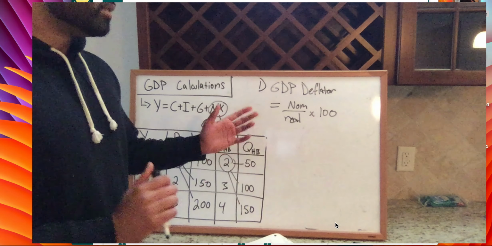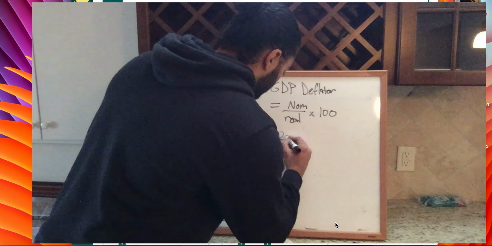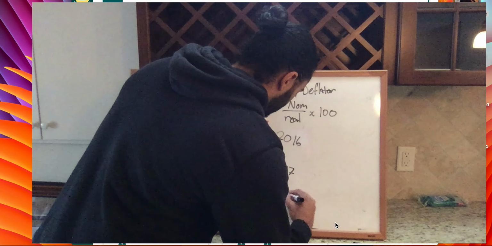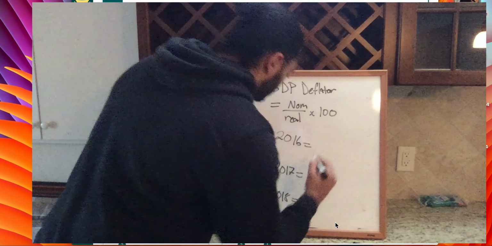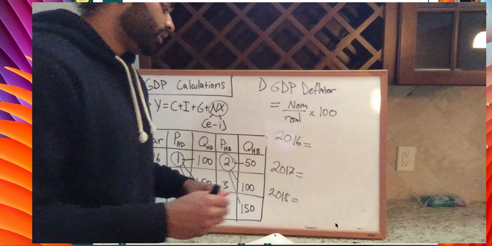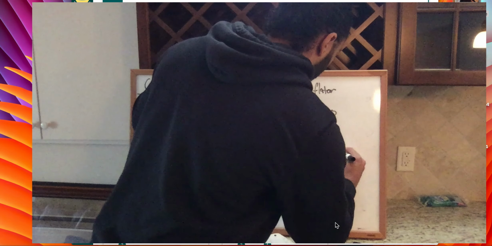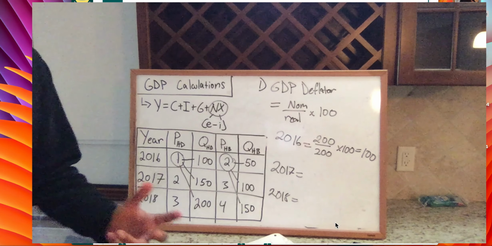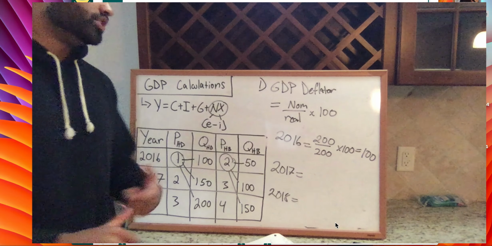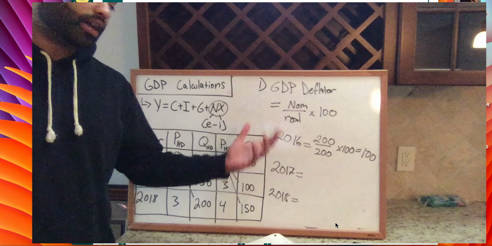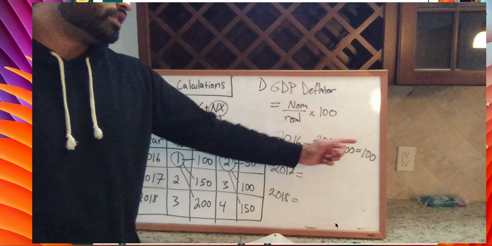So you have all the values, so you should be able to calculate for 2016, 2017, and 2018. So we'll start with 2016, and we'll show you a cool trick. So 2016, the nominal GDP was 200, and our real GDP was 200. And if we multiply by 100, our answer is going to be 100. Now, the cool trick here is whatever your base year is, the GDP deflator in that year is always going to be 100. That's because you're using the prices in that year. It's constant. It's always going to be the same value. 1 times 100 will be 100.